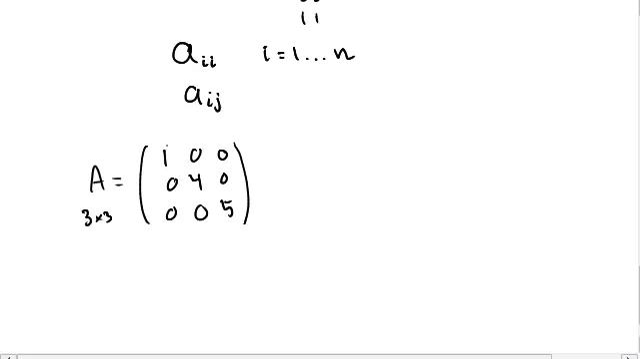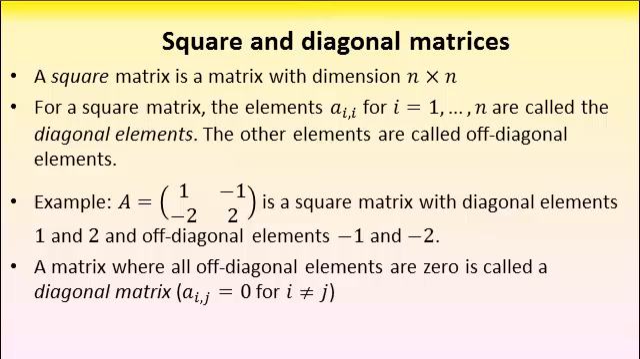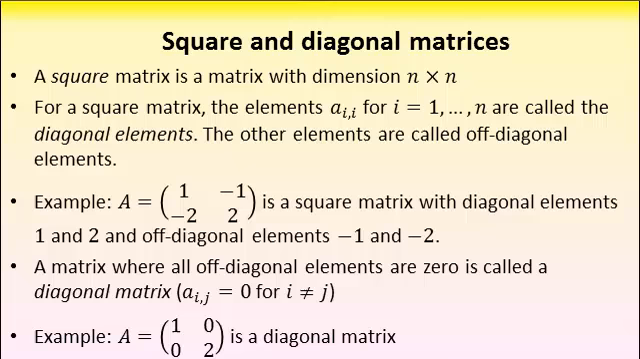The only non-zero elements are on the diagonal. Every element off the diagonal is equal to zero, so it's diagonal. And here is another simpler example of a diagonal matrix, a 2 by 2 square matrix with all the off-diagonal elements equal to 0. A very important type of diagonal matrix is the identity matrix.